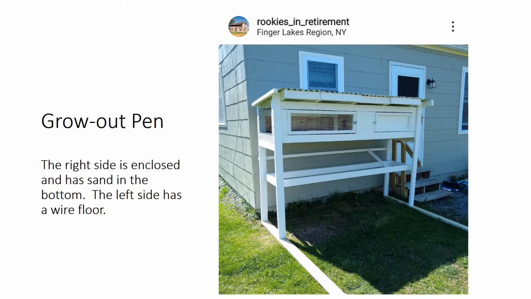The one on the right is for the enclosed area, and this is to keep them out of the wind, keep them out of the really bad weather. And inside there's about an inch or 2 of sand, and that's where they like laying their eggs. If you leave them in here long enough, that's where you'll find them. The left side of the pen is where we keep the feed and the water, and it has a wire floor as well.